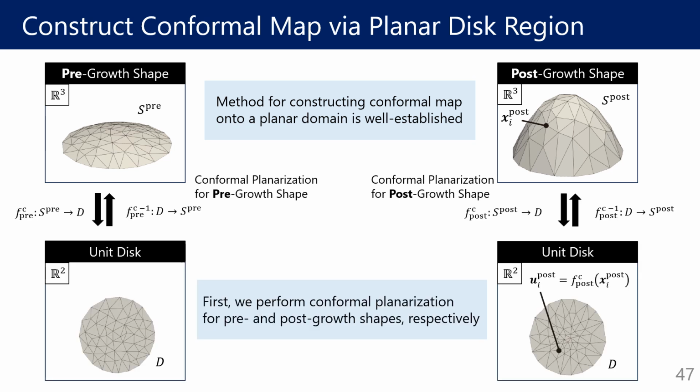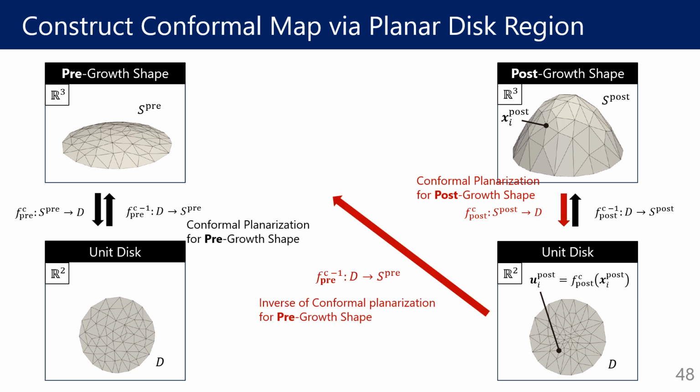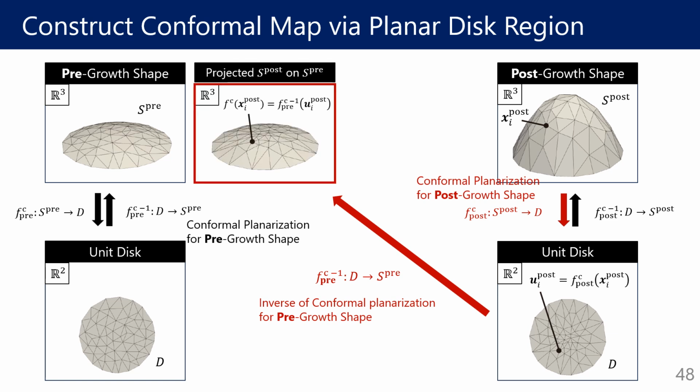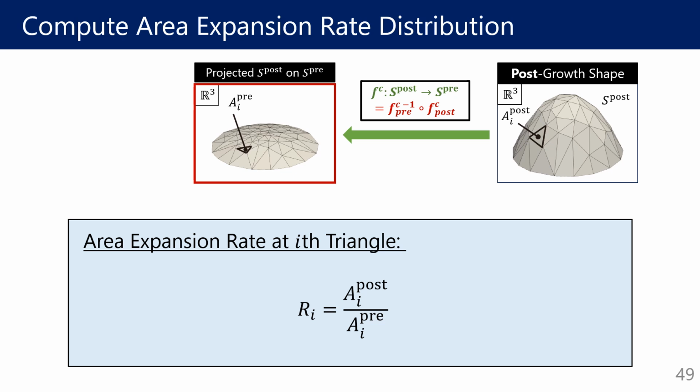First, we perform conformal planarization for pre- and post-growth shapes respectively. And then we take the image of the post-growth shape onto the pre-growth shape using the inverse of the pre-growth shape's conformal planarization. In this way, we can construct the conformal map between pre- and post-growth shapes as the composition of fc_post and the inverse of fc_pre. Once we construct the conformal map, we can compute the area expansion rate at each triangle as the area A_post over the area A_pre.